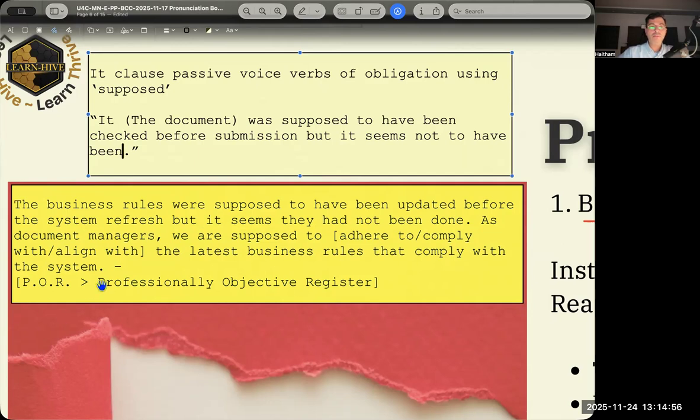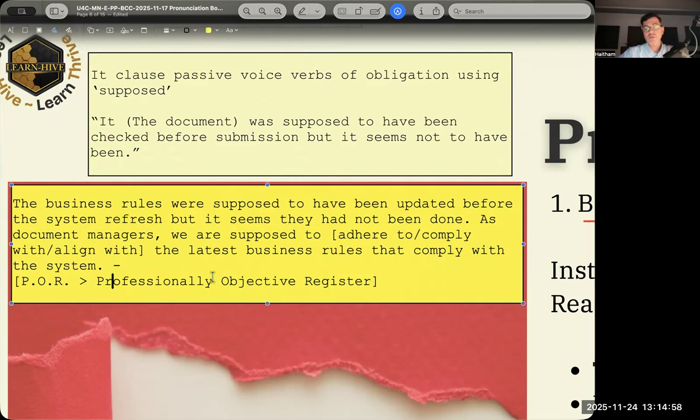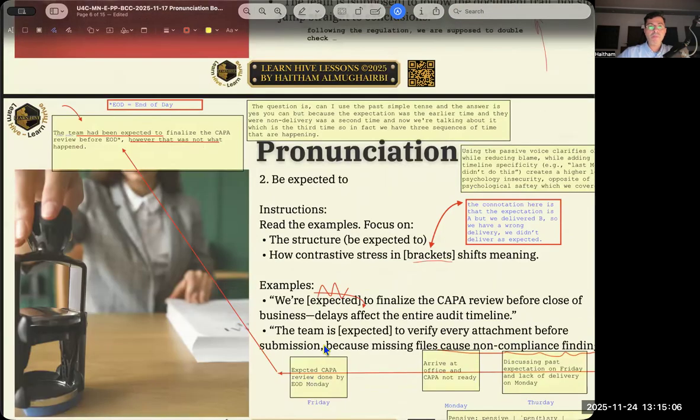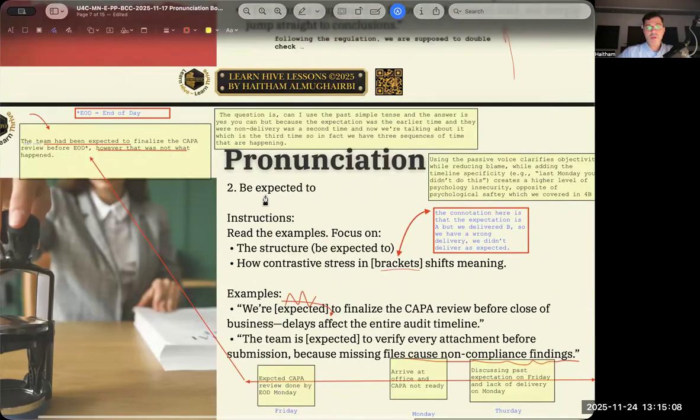Okay. And remember, POR, professionally objective register. This helps us deliver the feedback in a professionally objective manner. Let's look at the second section. The second section was on be expected to. Okay, the structure again: be plus expected to.